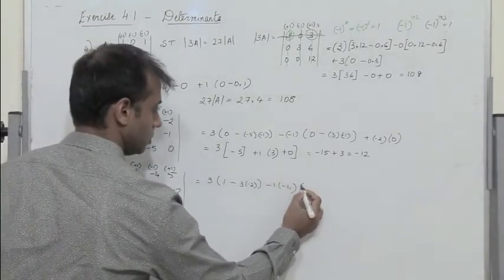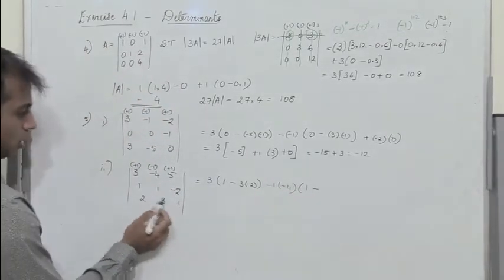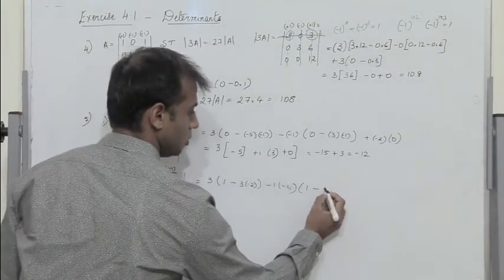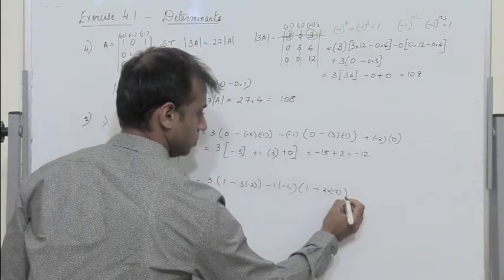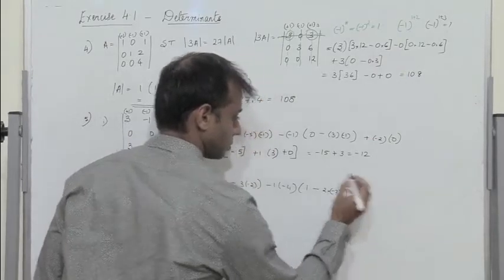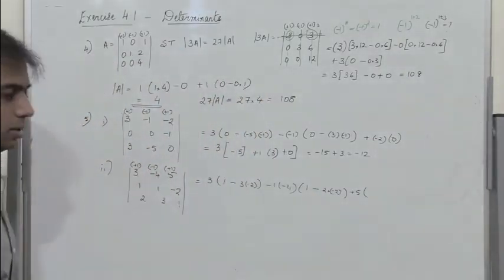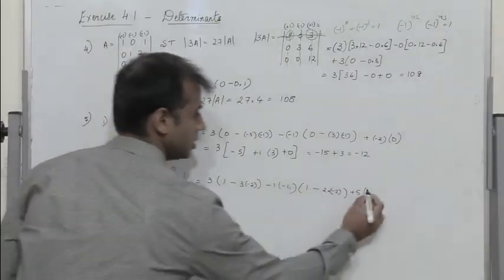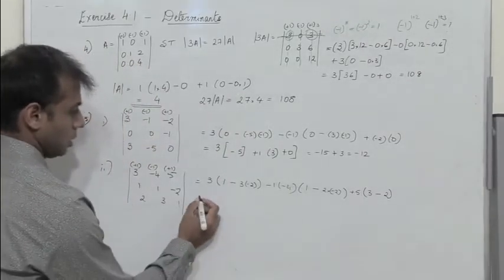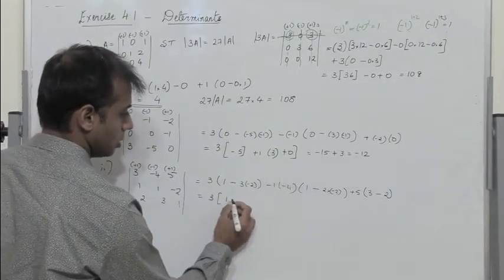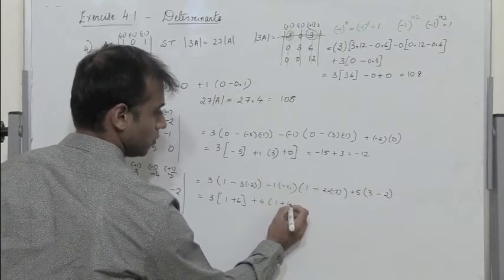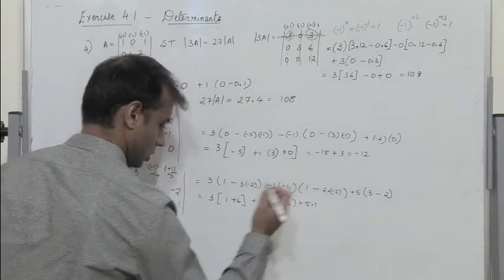1 into 1, 1 into 1 minus of 2 into minus 2. Minus of 2 into minus 2. Next, plus 5. So leave the first row and the third column. 1 into 3 is 3. Minus of 2 into 1 is 2. So we have 3 into 1 plus 6 plus 4 into 1 plus 4 plus 5 into 1.